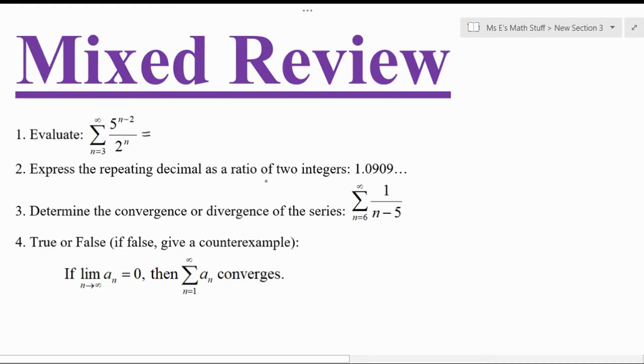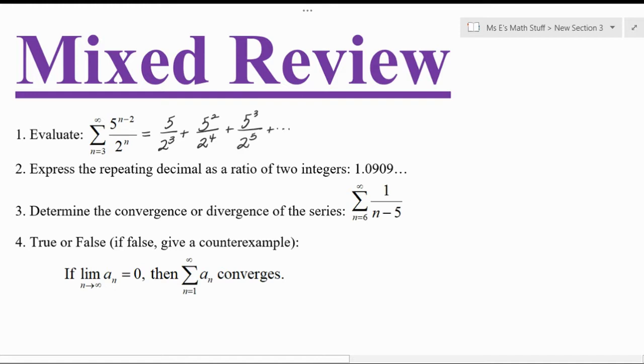So if n equals 3, then I'd end up with 5 to the 1 divided by 2 cubed. And then if n equals 4, I'd end up with 5 squared divided by 2 to the 4th. Remember, it takes 3 terms to establish a true pattern. So let's go ahead and plug 5 in. So I'd end up with 5 to the 3rd power divided by 2 to the 5th power.